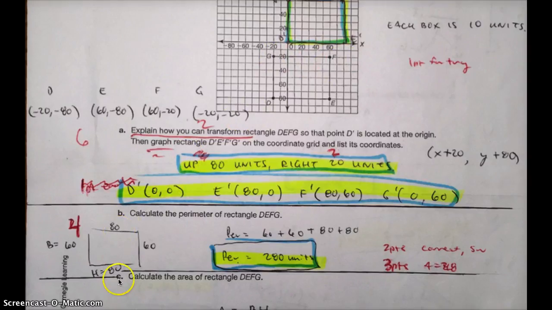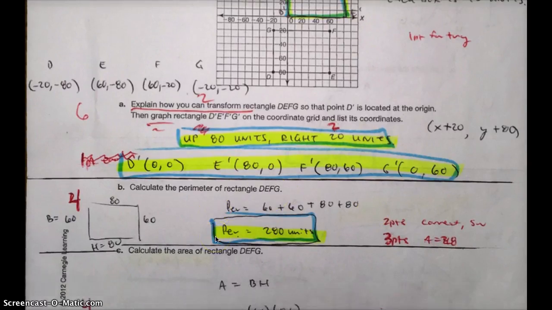Opposite sides are congruent on a rectangle, so 60 and 60, 80 and 80. If you add them all up, you'll get 280 units squared. If you got 280 but didn't show me any work, you just have 280, I gave you 2 points. SW means show work. I gave you 3 points if you found the area to be 28 and not 280.